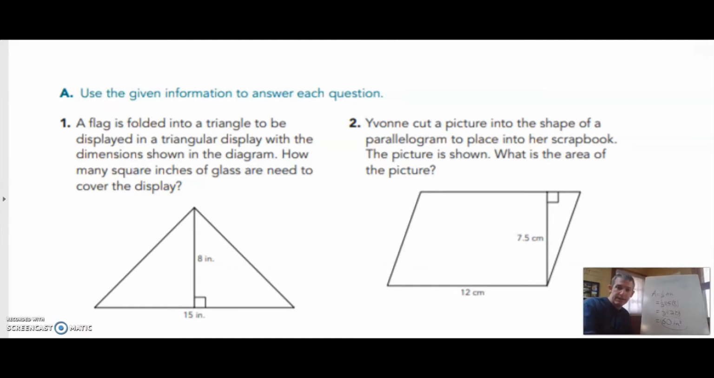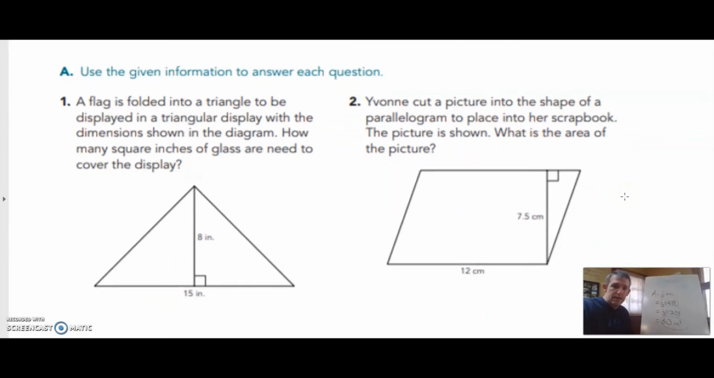Okay, this one, very similar, except it's not a triangle. Okay, it is a parallelogram. So you can go back up to the top of the page to see the formula for a parallelogram. Okay, so there you go.